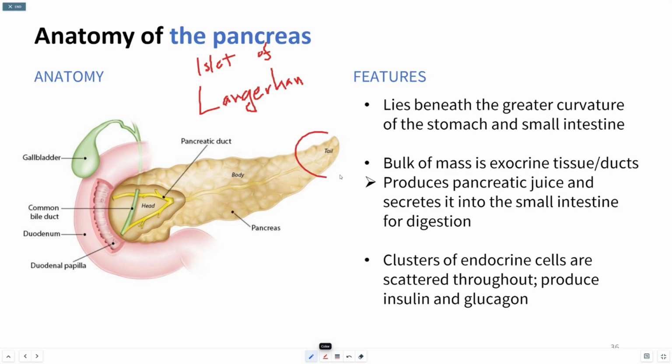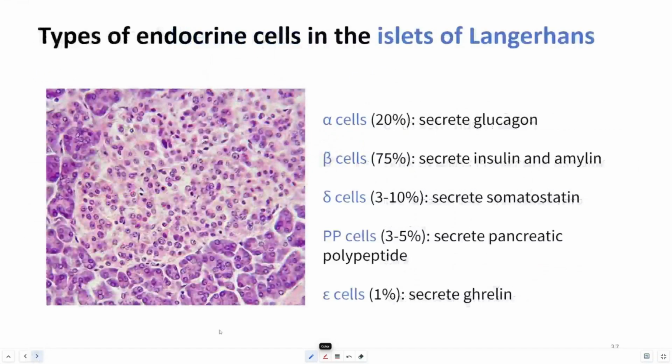Over here you can see the tail, the body, and the head, the pancreatic duct, and the entrance into the small intestine as it joins the common bile duct through the duodenal papilla. The islets of Langerhans are composed of alpha cells that secrete glucagon, beta cells that secrete insulin, delta cells that secrete somatostatin, which is the growth hormone inhibiting hormone, and also F cells that secrete pancreatic polypeptide, also known as PP cells. And there's also an epsilon cell that secretes ghrelin, and this is only 1%. The PP cells and the epsilon cells are relatively new cells that were discovered in the pancreas.